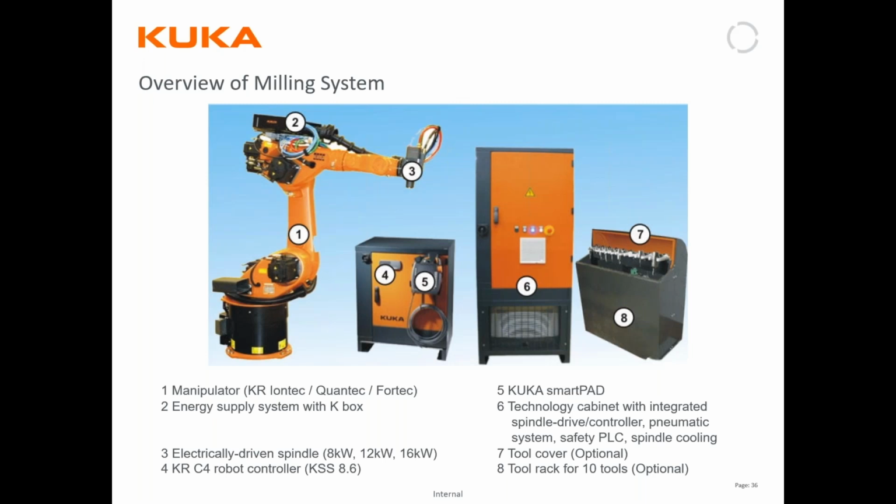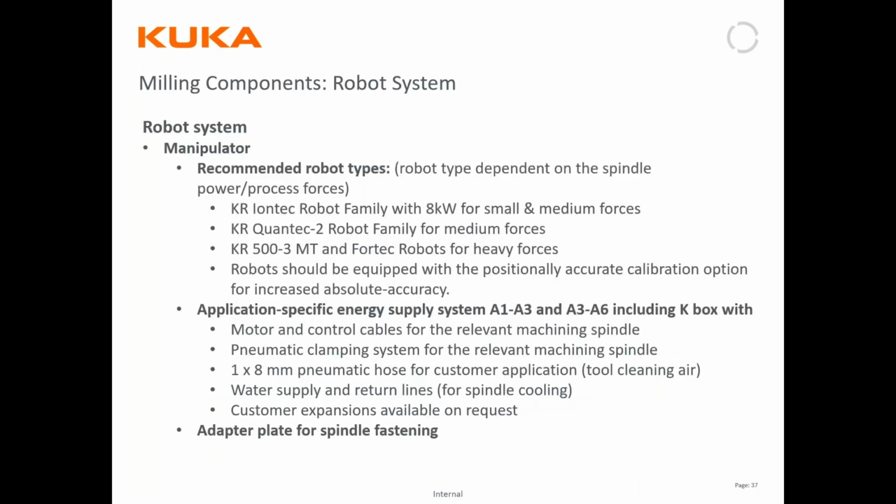It comes as an optional package where one can choose between a tool rack with the cover or without the cover. The first milling component, which is the robot system, it has manipulator. The recommended robot types, as we discussed, depends on the spindle power and process forces. KR IronTech, Quantec, or Fortec series can be used for heavy forces. Robots should be equipped with positionally accurate calibration option for increased absolute accuracy.